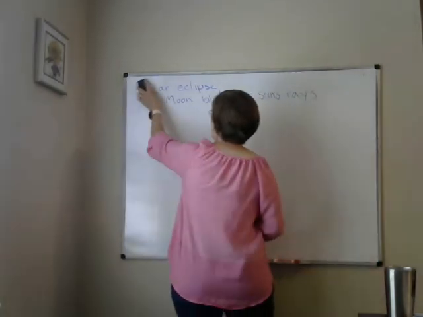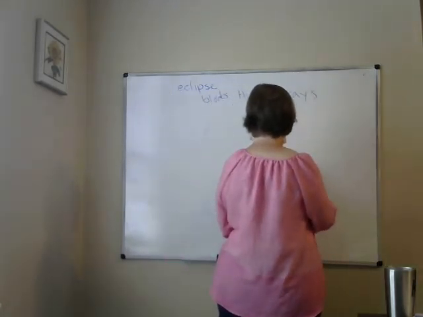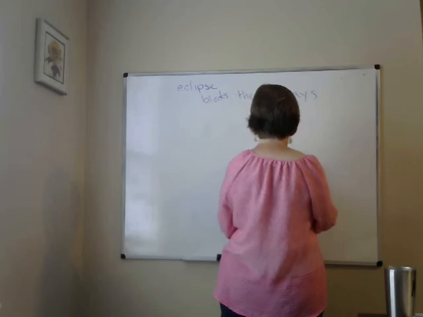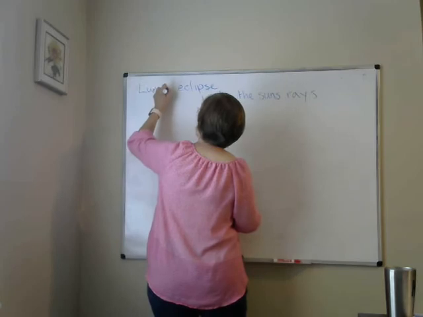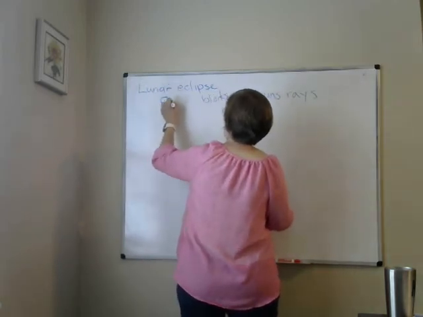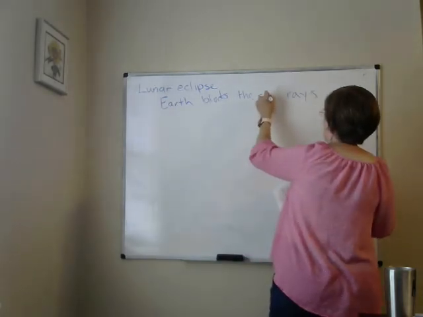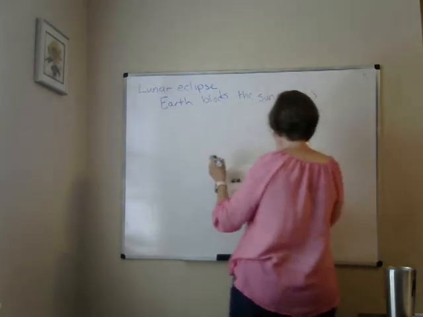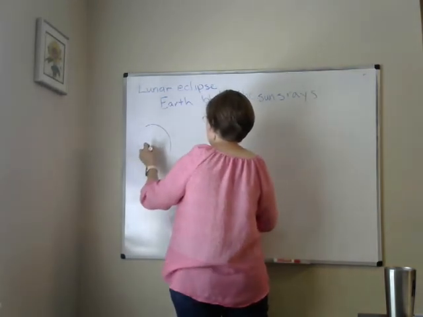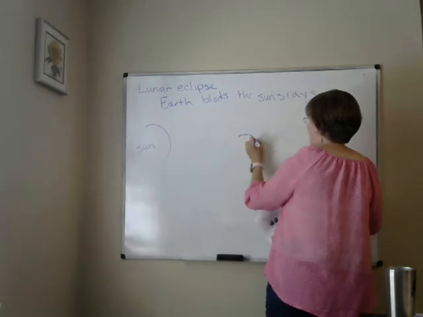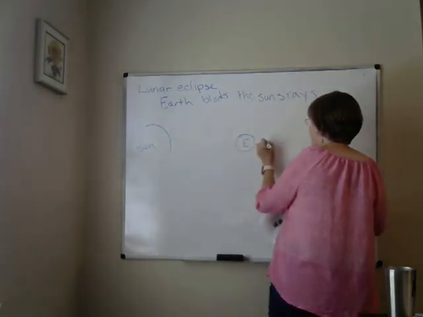In a lunar eclipse, we have it the other way around. The earth blocks the sun's rays. So here's the sun. Here's the earth. And here's the moon.